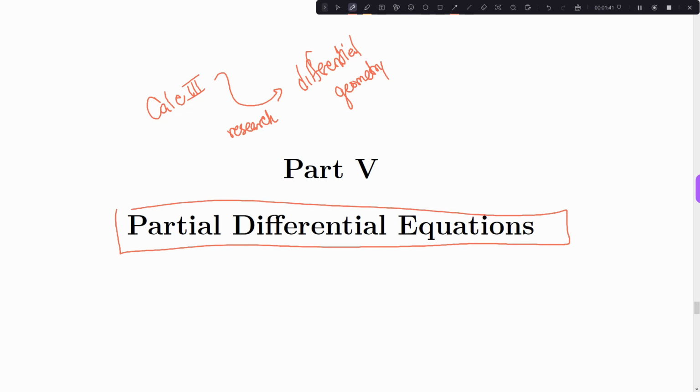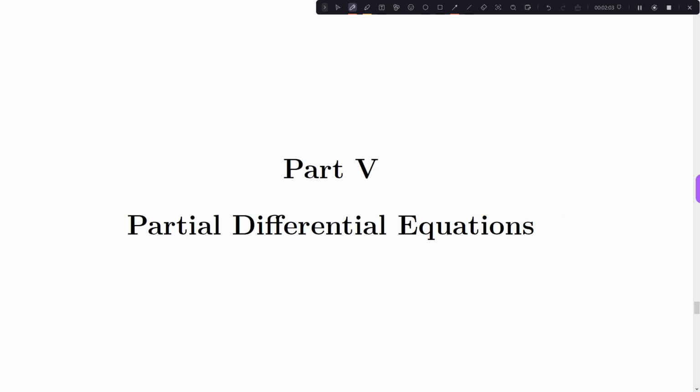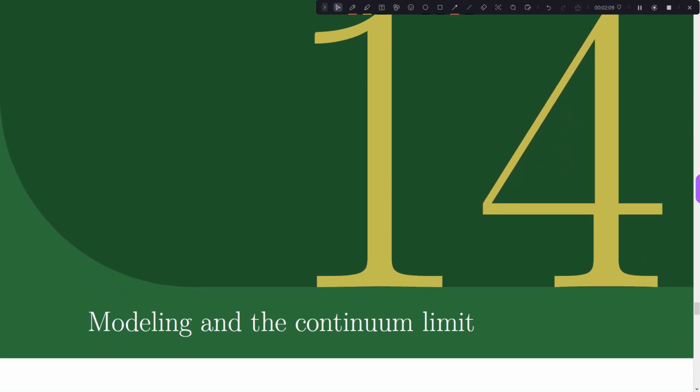So I've worked with a lot of PDEs. If you type my name into Google Scholar, you'll find probably just about half of the papers I've published have been on PDEs. Technically, they're partly PDEs and partly ODEs for different reasons, but that's my research, so I'm pretty excited to be headed into this section of the book. And chapter 14 is called Modeling in the Continuum Limits.